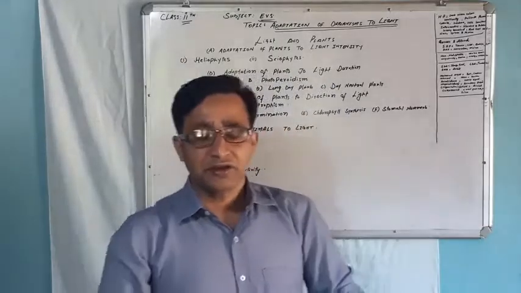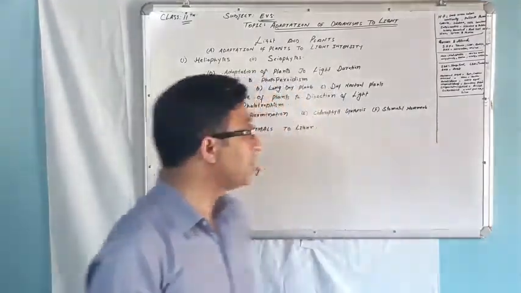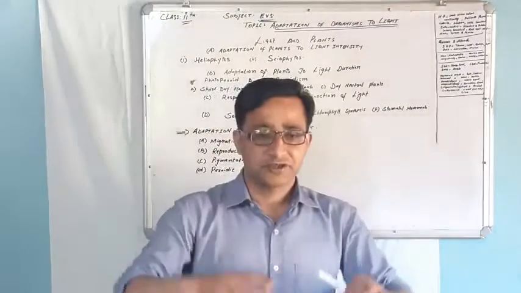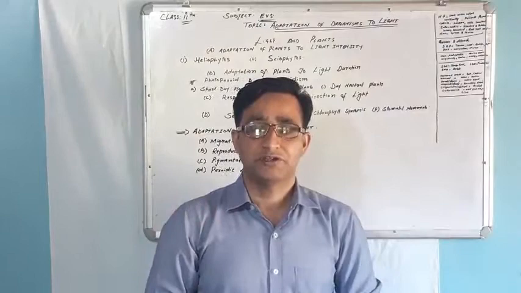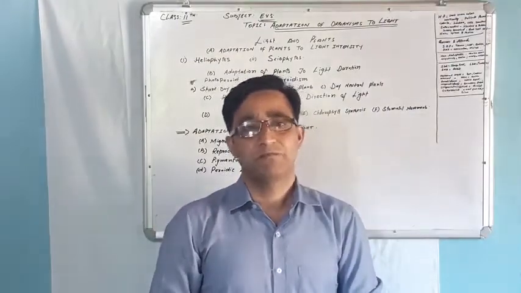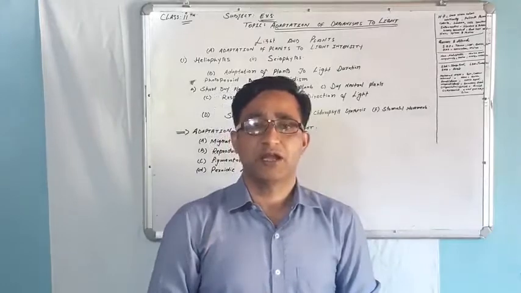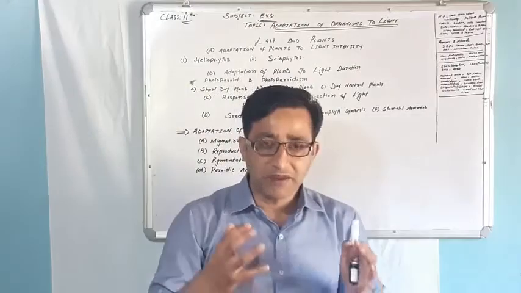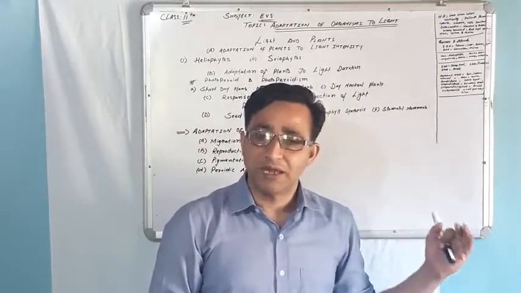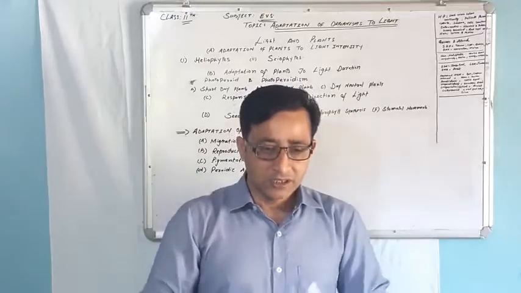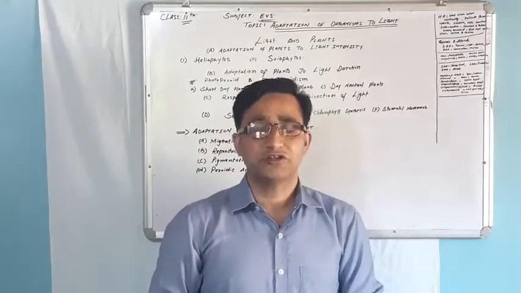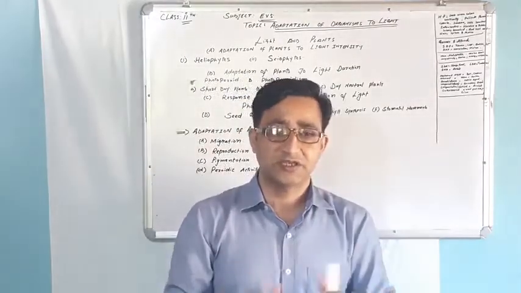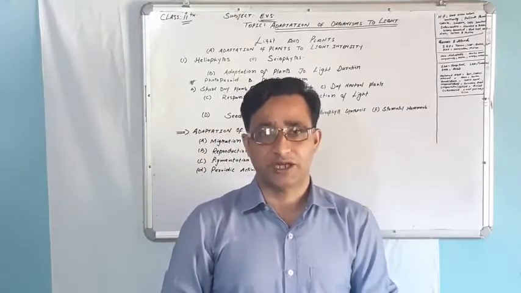Another characteristic feature possessed by these heliophytes is that they possess well developed palisade parenchyma, and the spongy parenchyma is reduced. That is, in them the palisade parenchyma is well developed. And another important characteristic feature possessed by these heliophytes is the presence of sunken stomata.